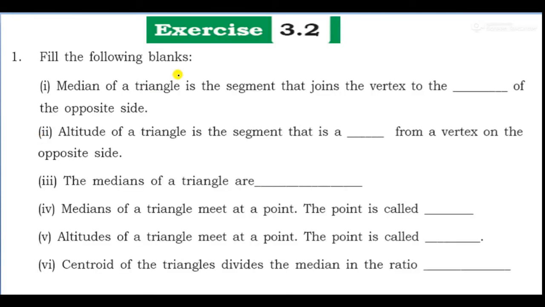Now come to exercise 3.2, sorry. Fill in the blanks. A median of a triangle is the segment joining the vertex to the midpoint of the opposite side. You can write here midpoint of the opposite side. An altitude of a triangle is the segment from a vertex that is perpendicular to the opposite side.